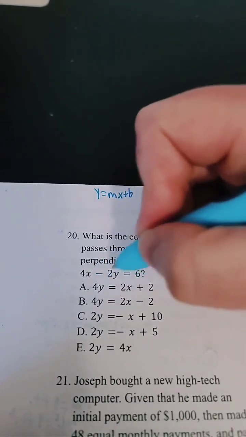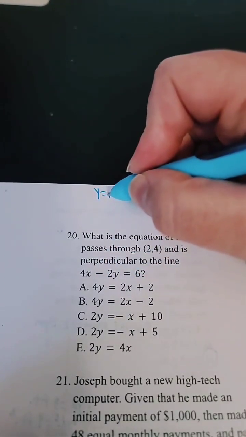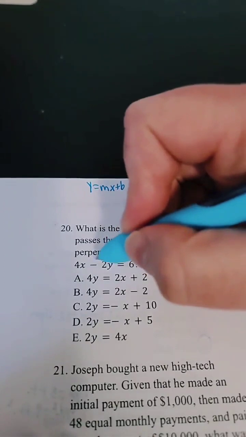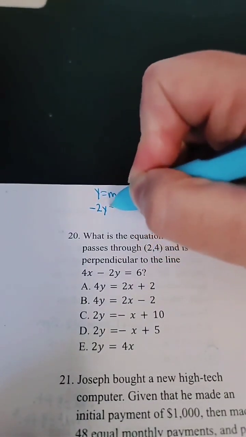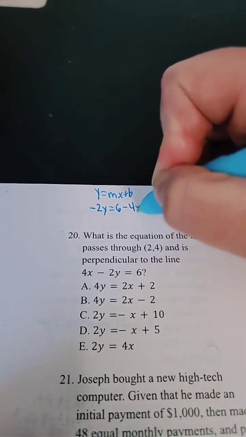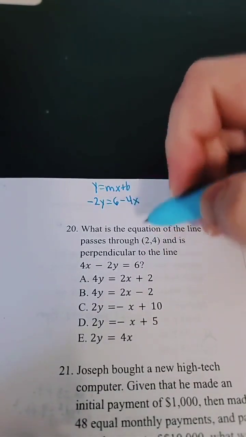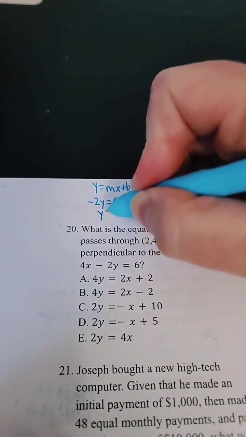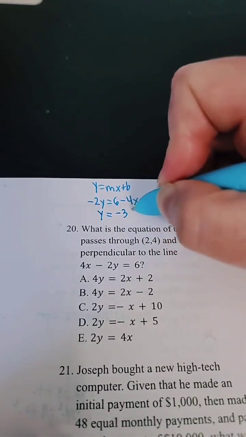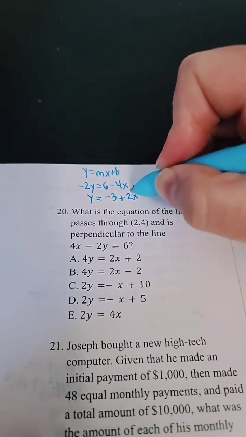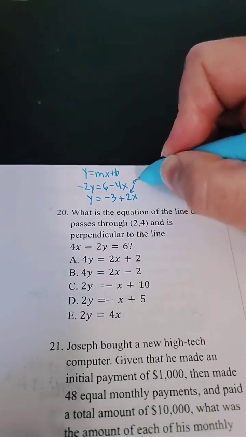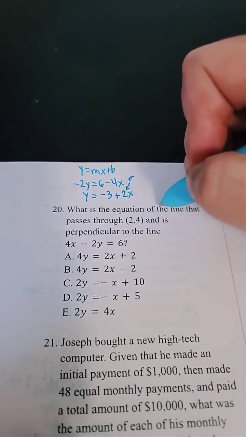So if I want to get y by itself so that it's in y equals mx plus b format, what I'm going to have to do is subtract 4x from each side first. When I do that, I get negative 2y is equal to 6 minus 4x. Now I need to divide by negative 2 to get y by itself. When I do that, I get y is equal to negative 3 plus 2x. So the slope for this line, m, is going to be 2.